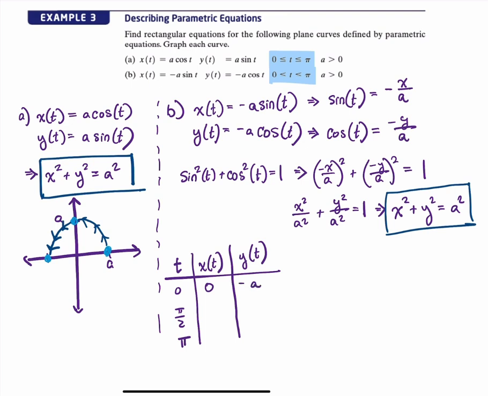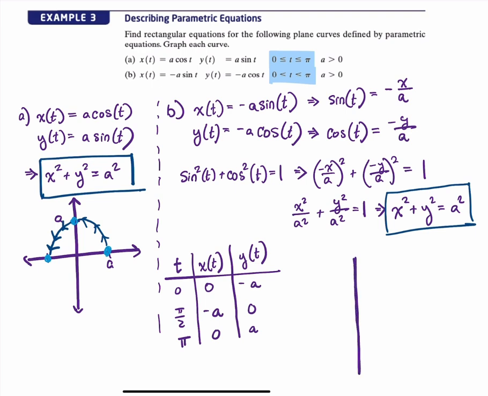Then at pi over 2, the sine is positive 1, so we would get a negative a for our x value. And the cosine is 0, so we would get 0 for our y value. And then at pi, sine is 0, so we would get 0 for x. And cosine is negative 1, so we would get negative a times negative 1, which would give us positive a.